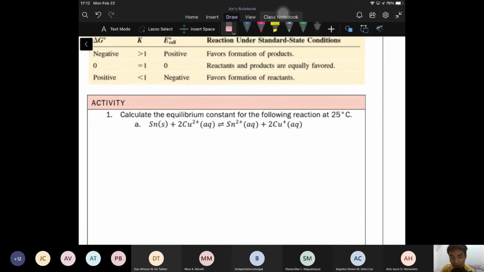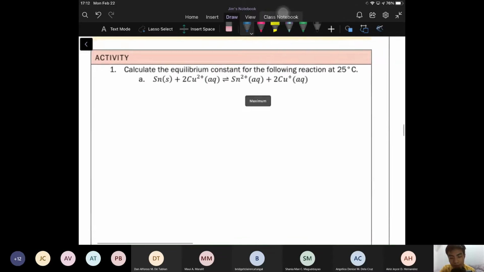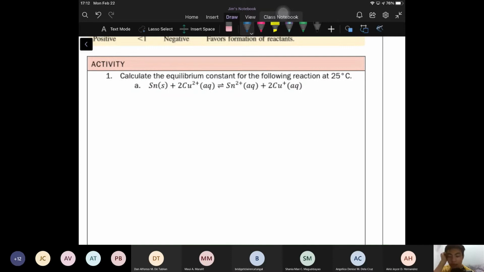So, practicein na natin na yung mga sinasabi ko. Okay, so let's try these problems na here. Calculate the equilibrium constant for the following reaction at 25 degrees Celsius. No? Letter A, we have tin plus 2 moles of copper 2+ in equilibrium with tin 2+ and 2 moles of copper 1+. Okay. So for us to solve for the equilibrium constant of this equation, paano yon?